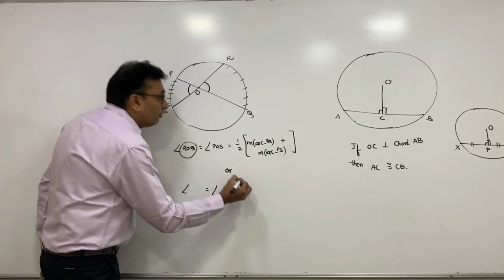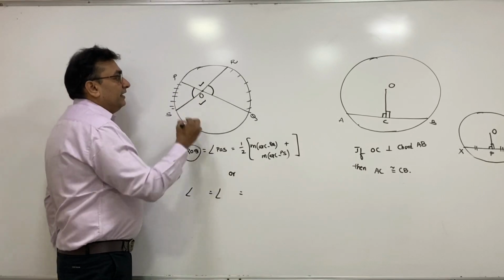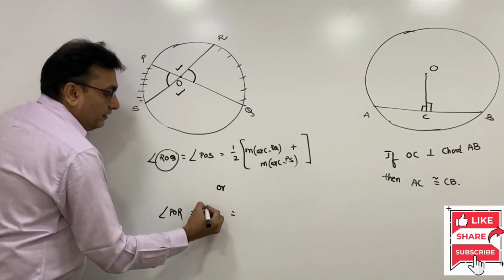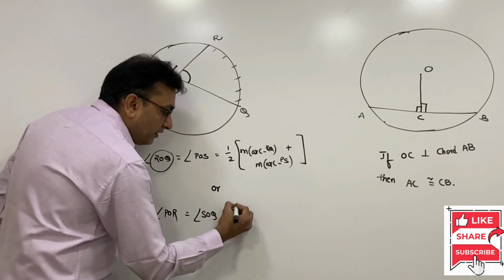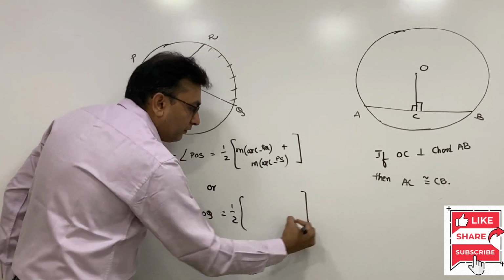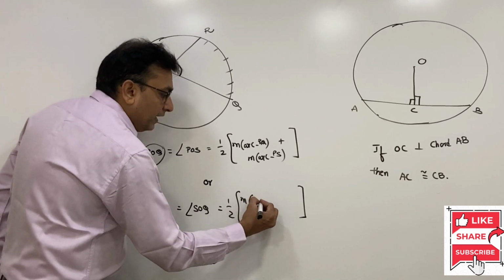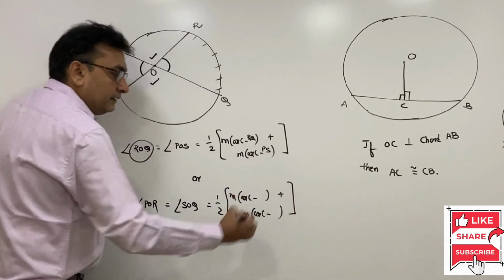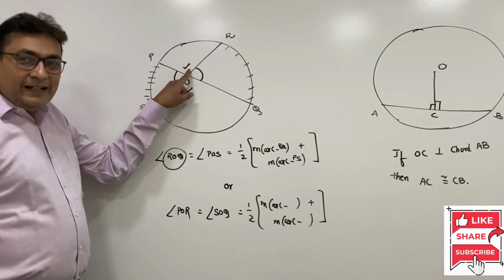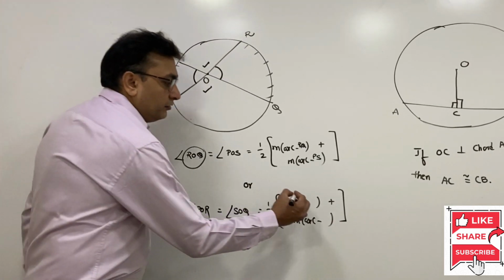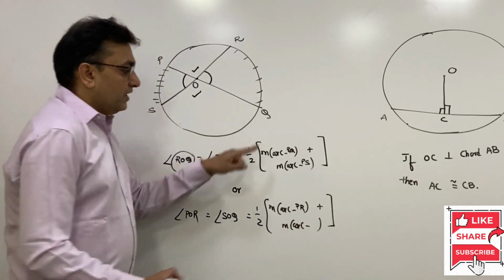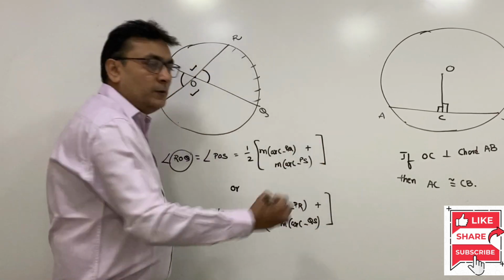I will take an example of these two angles. This angle is named POR. This angle is SOQ. So it is half of the measure of the arc. Can I say this angle intercepts which arc? PR. I will take it as PR. Or this angle intercepts which arc? QS. I will take it as QS.